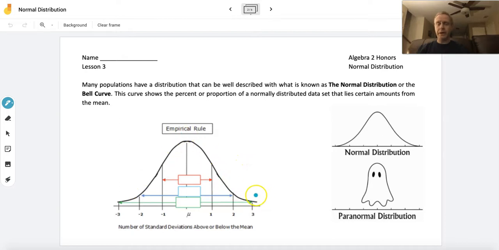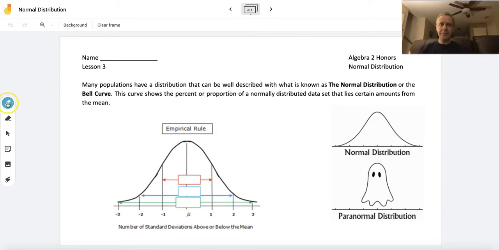This looks like a bell, and if this represents data for a particular population, there are certain tendencies that occur here. Right here in the middle of this normally distributed data, we see this mu, which represents the mean of all this data. The mean is directly in the middle. Spread out from the mean, we see these numbers 1, 2, and 3 above the mean, and -1, -2, -3 below the mean. Those refer to the standard deviation, how far we are away from the mean.